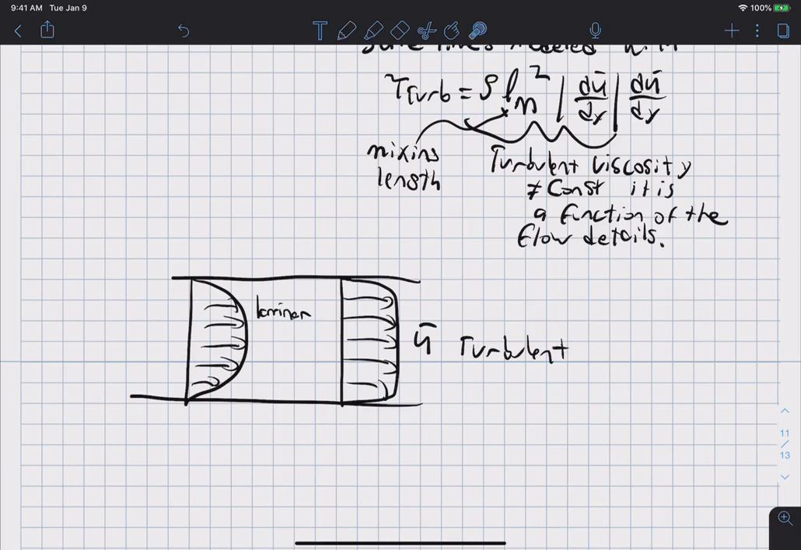It is basically nearly constant for most of the channel or the pipe, and then it takes a severe nosedive once it gets close to the wall. And this is, the absolute value of d u bar dy is very, very high compared to the absolute value of du dy for laminar. And so that means that the shear stress at the wall for a turbulent flow is very, very high.